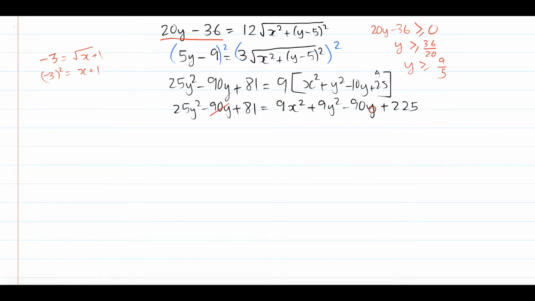Well, negative 90y and negative 90y are the same, so you can cancel them out. And 25y squared with 9y squared, if you bring this 9 to the left hand side, we end up with 16y squared. Same thing with the x, you can bring the x to the left hand side, which gives 9x squared. And of course, you bring 81 to the right hand side, you get, well, let's see, 22 minus 8 is 14. So you get 16y squared minus 9x squared equals 144.